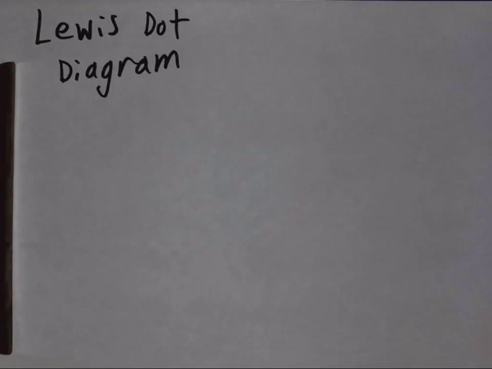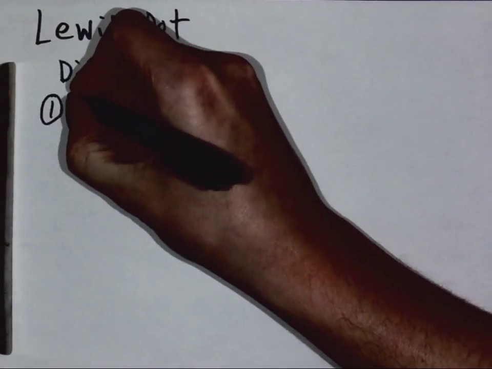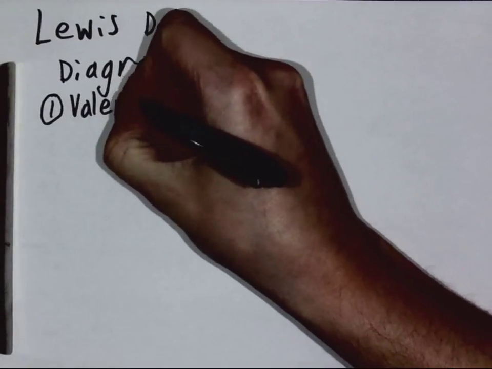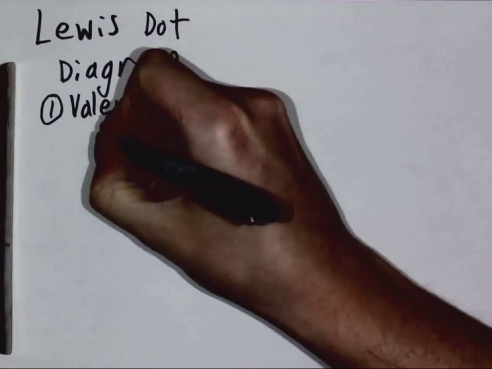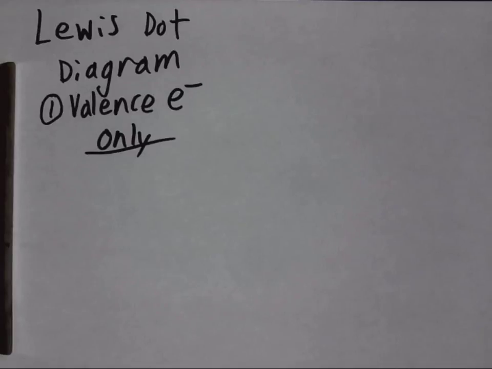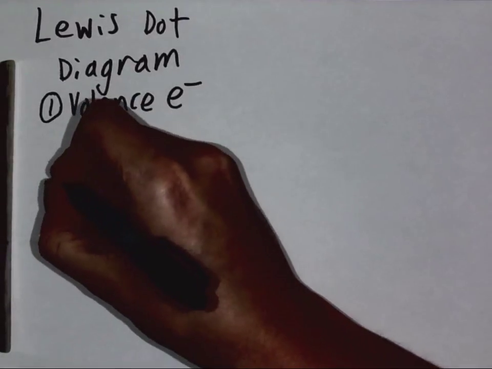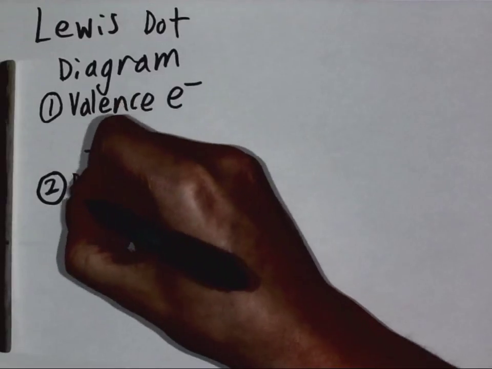So before we get into this, let's just list our two main rules for making these Lewis dot diagrams. We're showing electrons with these, but we're showing valence electrons only. Valence electrons only, those are the only ones we draw on a Lewis dot diagram because those are the only ones we really care about. So first one is valence electrons only, and the second rule we're already familiar with.